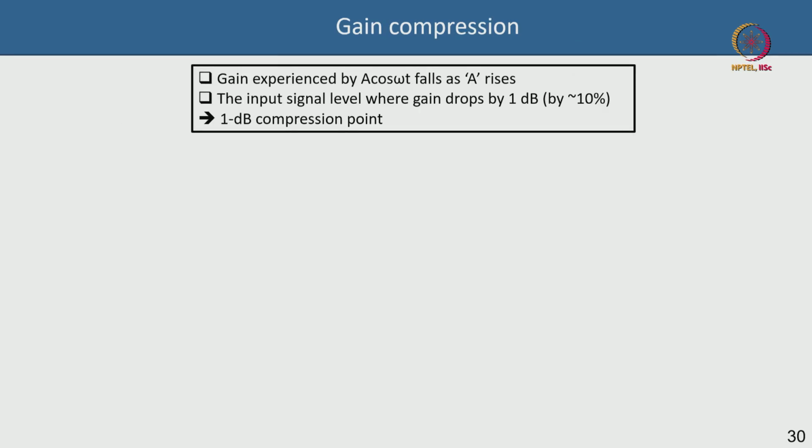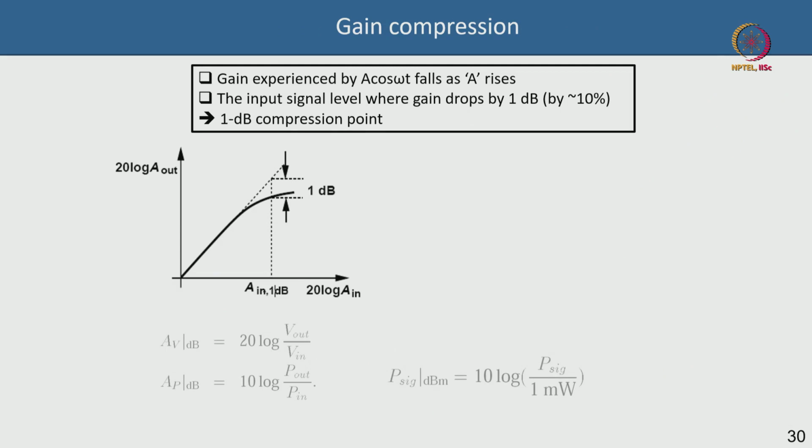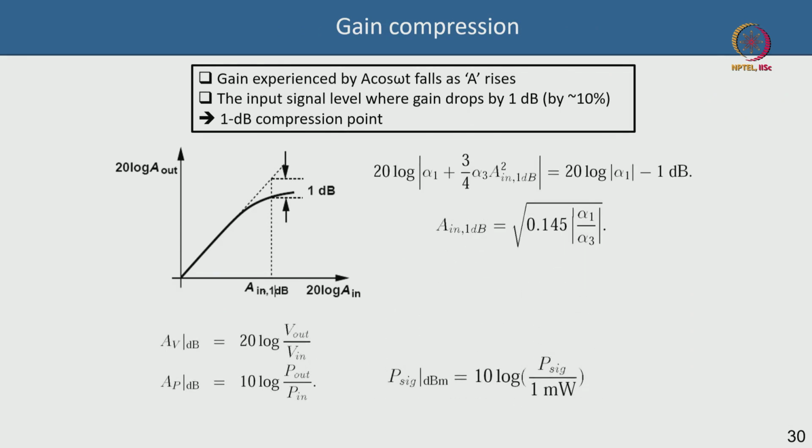Okay. Anyways, I already talked about gain compression, so I am not going to discuss this again further. You can read the math, the slides will be uploaded. But what I am going to tell you is that the point where the gain compresses by 1 dB is called the 1 dB compression point. This is your input power at which the gain compresses by 1 dB. Mathematically, because you are losing power in the third harmonic as opposed to having everything in the fundamental frequency of omega, you can express the 1 dB compression point as the square root of 0.145 times the modulus of alpha 1 by alpha 3.